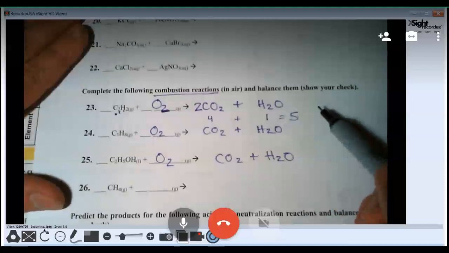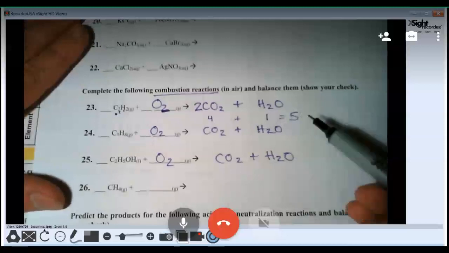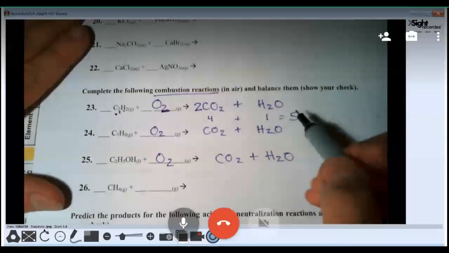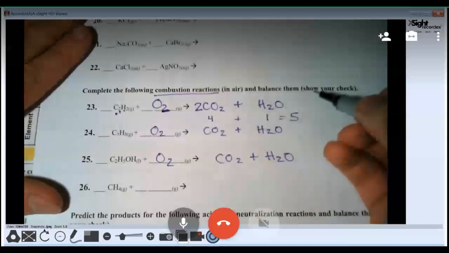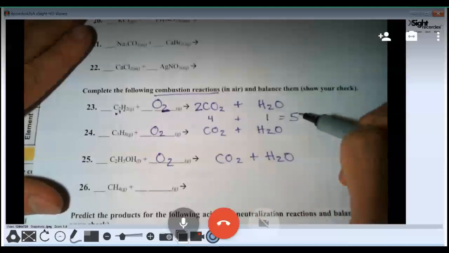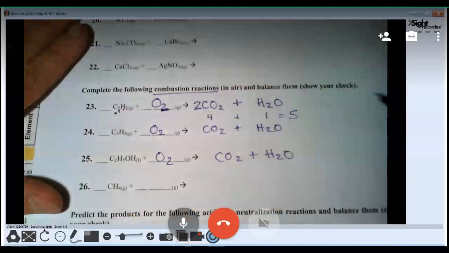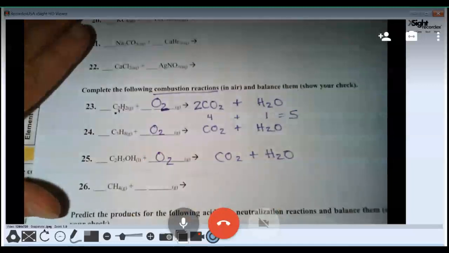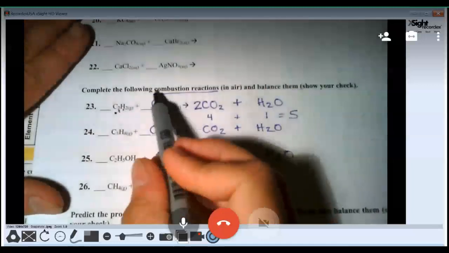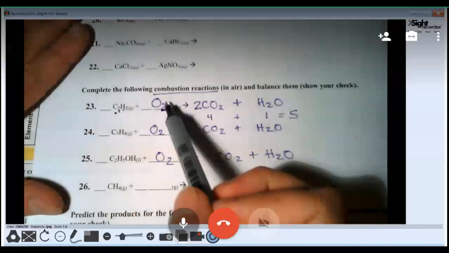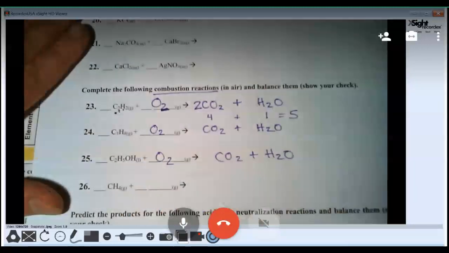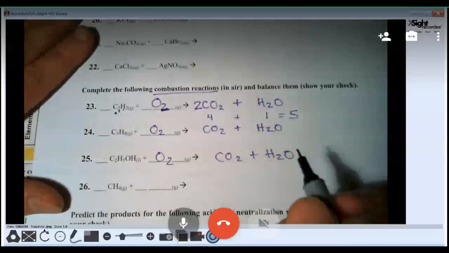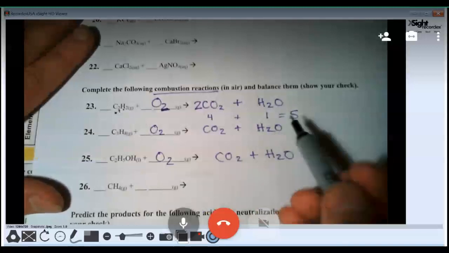It's an odd number. Yes, perfect. It's an odd number. So here's the trick to combustion reactions. If you get into a scenario where you have an odd number of oxygens, go ahead and put a decimal, and then you're going to double all your coefficients, and that'll get you back to whole numbers. So what decimal can we put in front of O2 so we have 2 times some number that equals 5? In other words, what's 5 divided by 2?